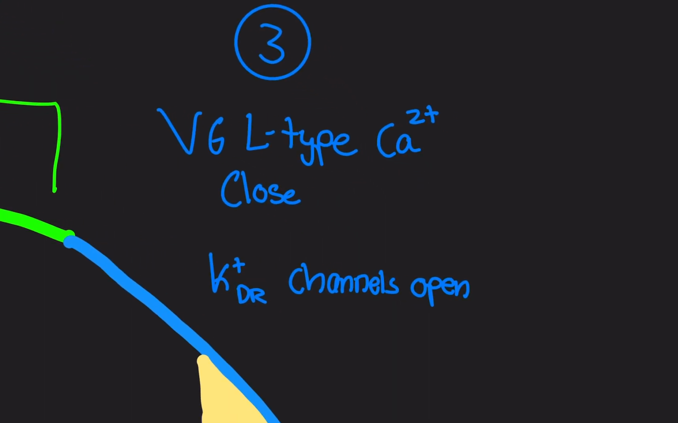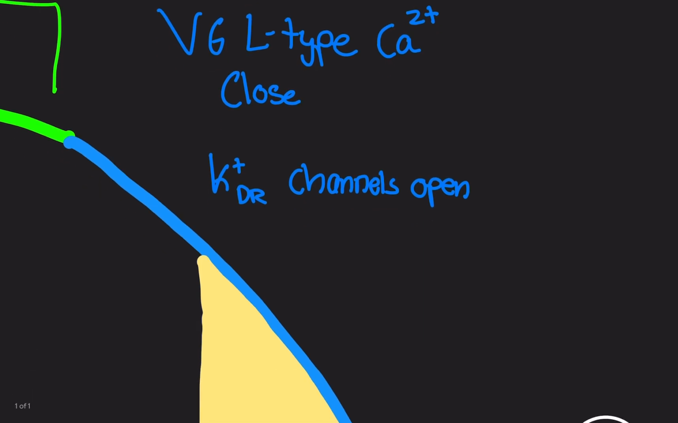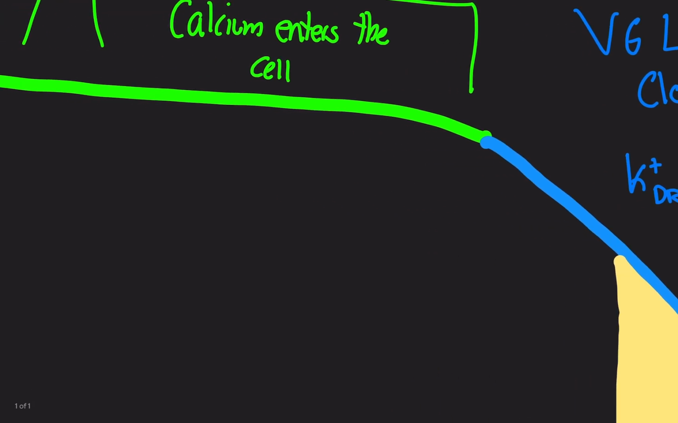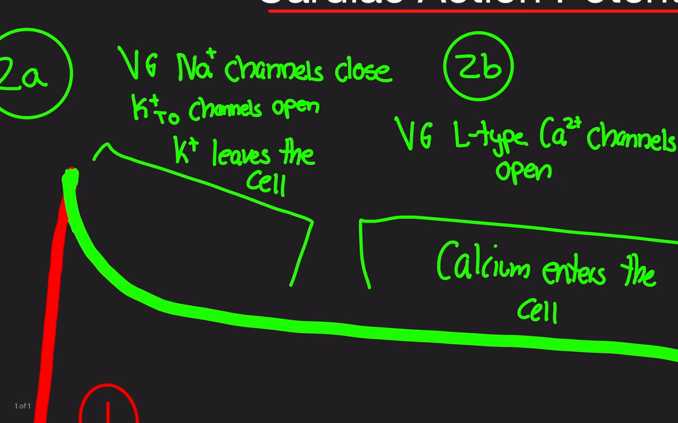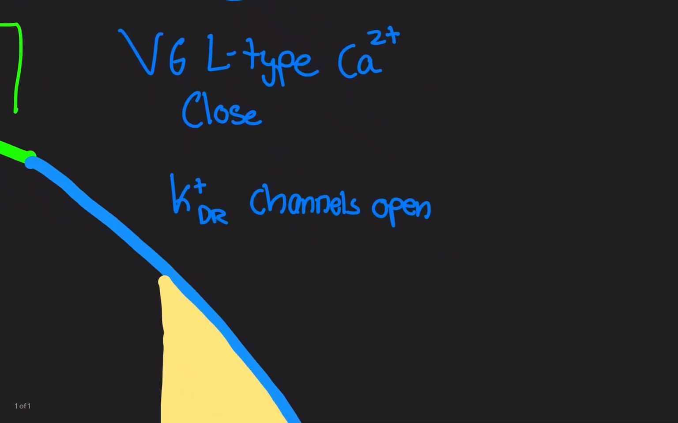Part 3. The voltage-gated L-type calcium channels close. In addition, potassium DR channels open. So this is just another type of potassium channel, just like the potassium TO channels we talked about right here. They found another type of potassium channel. So potassium DR channels open.